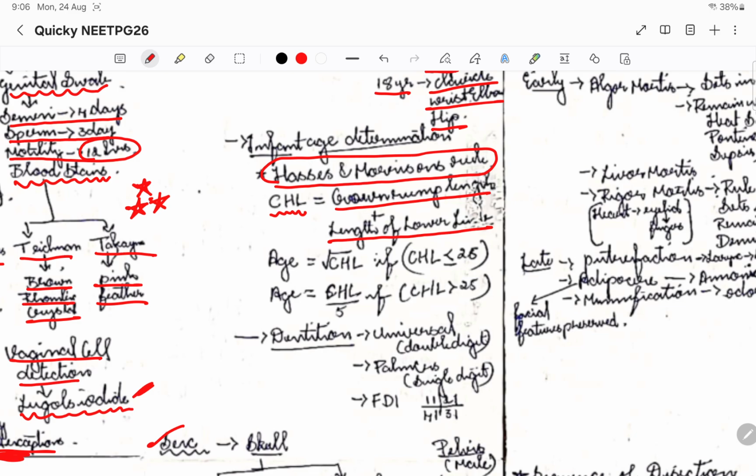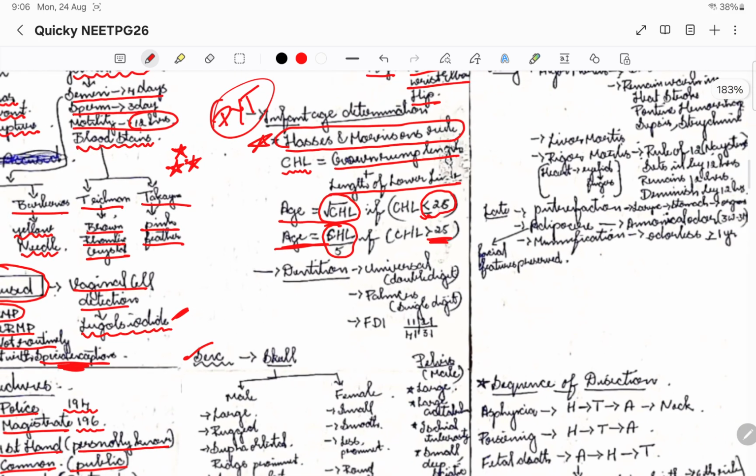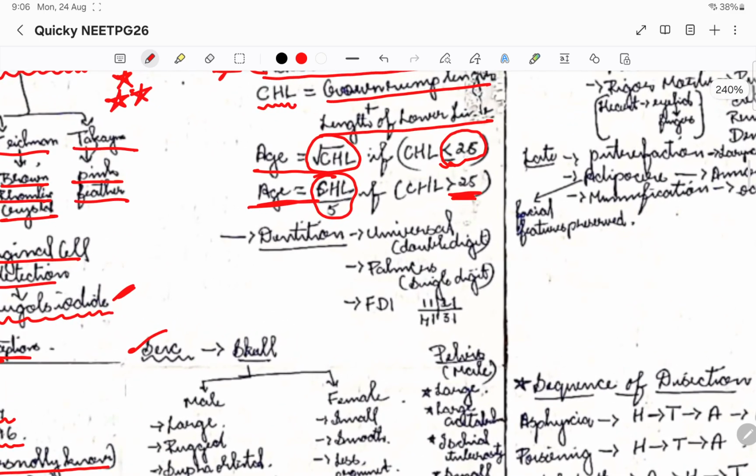Crown rump length, we'll take it by the USG. Then we'll take the length of the limb also, and we'll add that. If the value comes less than 25, the age will be root of that value. If the value is more than 25, it is going to be CHL by 5. Okay, so that is how we determine the age. Please remember Hayes-Morrison rule. This is a previous year topic. Then coming to dentition by the teeth.